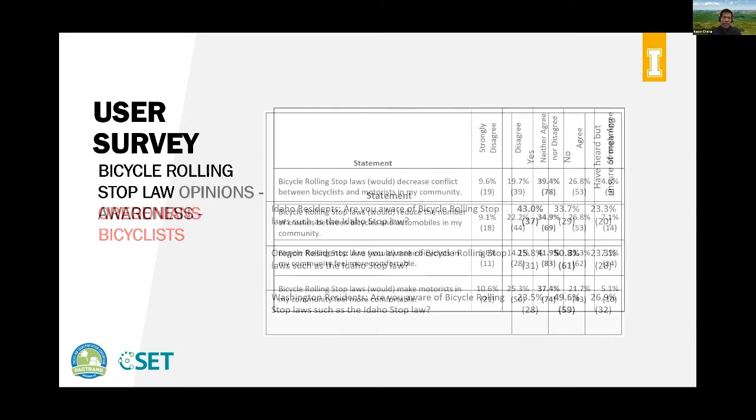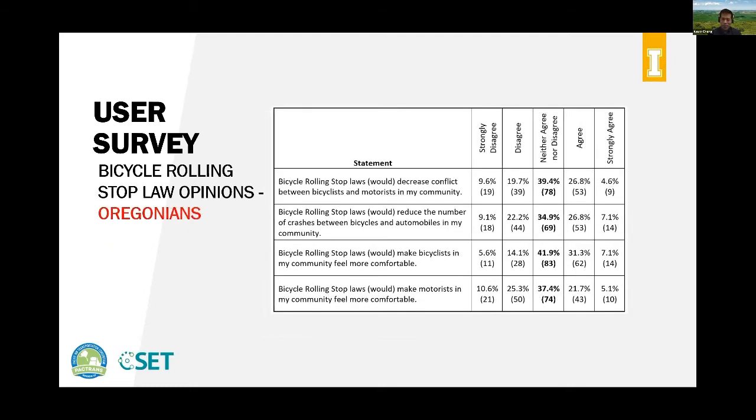The next series of slides, 3 slides, very similar, but for each of the states. So for my Oregon audience, this slide is for you. We asked a series of statements. Bicycle rolling stop laws would decrease conflict between bicyclists and motorists. Bicycle rolling stop laws would reduce the number of crashes between those two groups. Bicycle rolling stop laws would make bicyclists in my community feel more comfortable. And the last statement, the rolling stop laws would make motorists feel more comfortable.